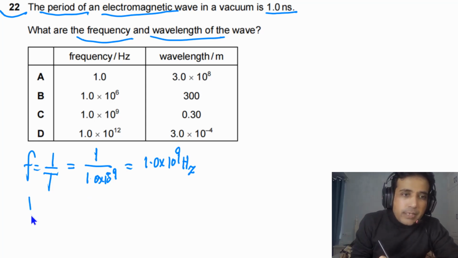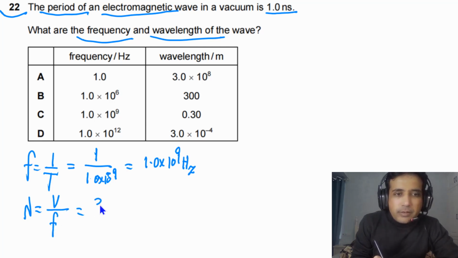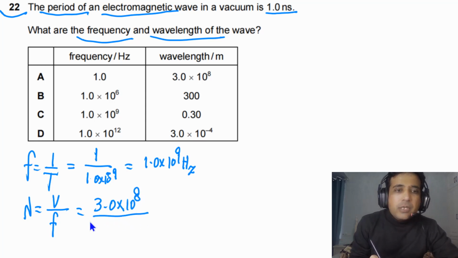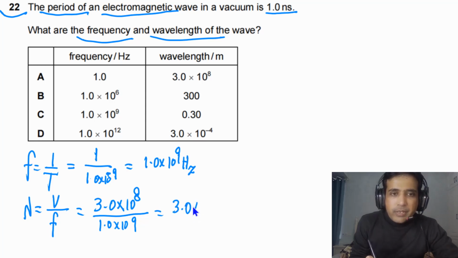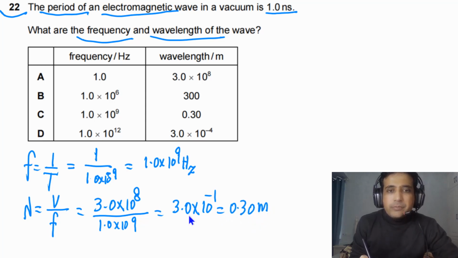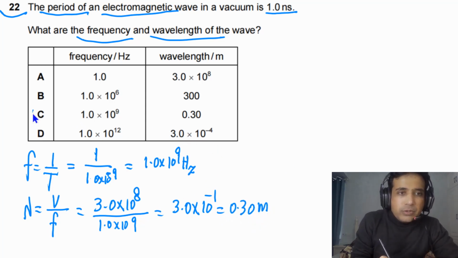So we can write down lambda, the wavelength. This one will be equal to V divided by frequency. Speed of electromagnetic waves in vacuum is 3.0 times 10 to 8 meters per second, and frequency we have calculated, that is equal to 1.0 times 10 to 9. So simply we can write down this will be equal to 3.0 times 10 to minus 1, or we can say this is equal to 0.30 meter. So this is wavelength. So in this case, answer is C.